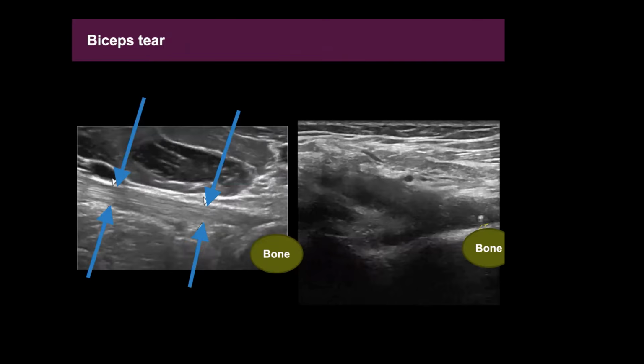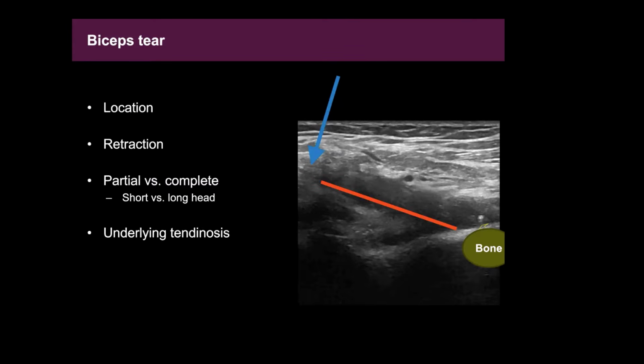Comparing the two images, you could see there's a distinct difference between the left-hand side and the right-hand side of the image. You could see how there's now fluid where you would expect the long head biceps tendon to be. The degree of retraction can be denoted by that red line. You could talk about where the tear is. Is it at the insertion, or is it more of a partial tear at the level of the myotendinous junction?